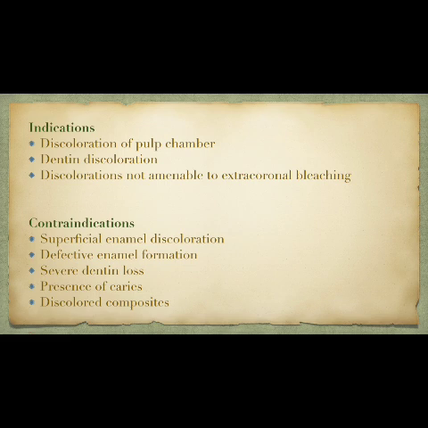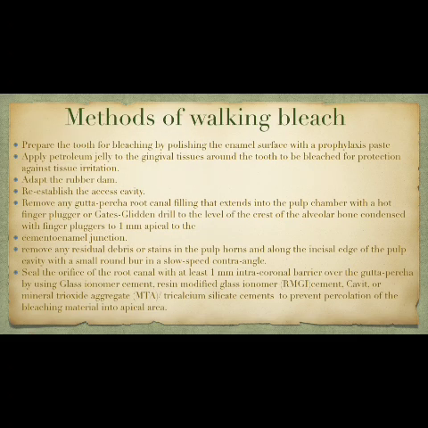Then what are the indications for the walking bleach technique? First one is discoloration of the pulp chamber. Then dentin should be discolored. Then discoloration not amenable to extracoronal bleaching. Then comes contraindications. Superficial enamel discoloration can't be bleached by the walking bleach technique. Then defective enamel formation, then severe dentin loss, then presence of caries and discolored composites. These teeth are not bleached by the walking bleach technique.